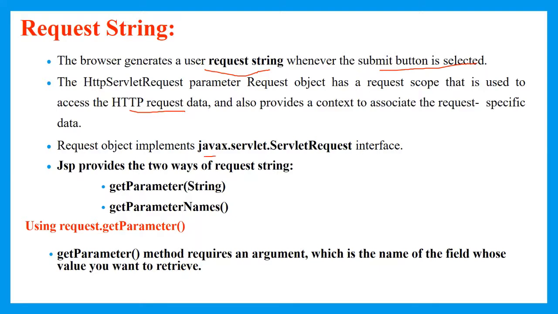the javax.servlet.ServletRequest interface. JSP provides three ways of requesting the string: getParameter, getParameterNames, and getParameterValues. With these three methods, I am going to read the input parameter which has been passed by the client. The first one is using the getParameter method. The getParameter method requires an argument which is the name of the field whose value you want to retrieve. When the client sends any value from their browser, in order to read the value sent by the client, we will make use of a method called getParameter.